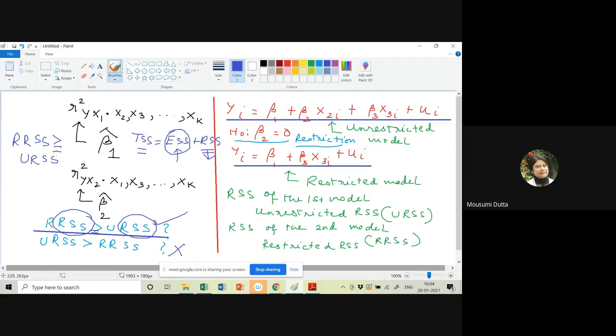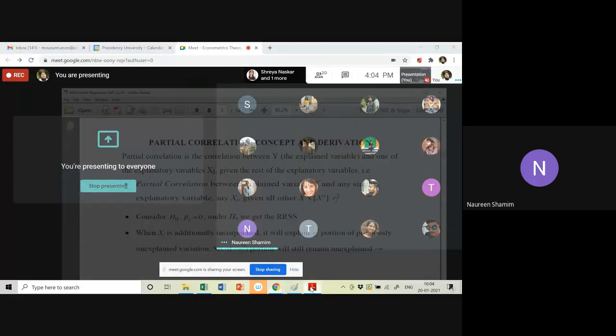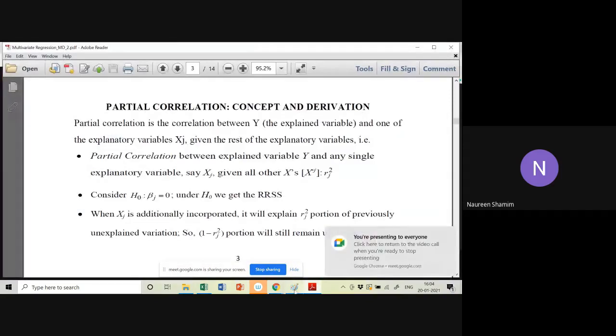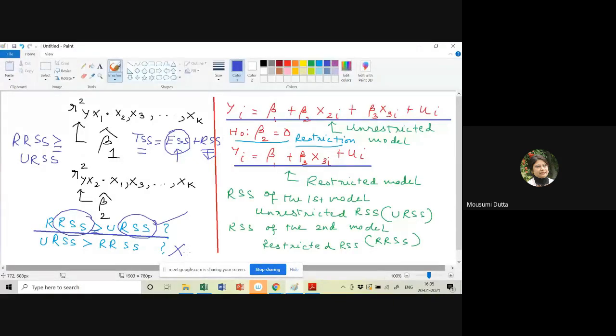Any question, any query, or are you understanding the things? Yes? Ma'am, suppose the explanatory variable which we are choosing is a bad variable, that is, it is affecting in a negative way, then in that case, is the restricted model better? Negative means inverse relation.